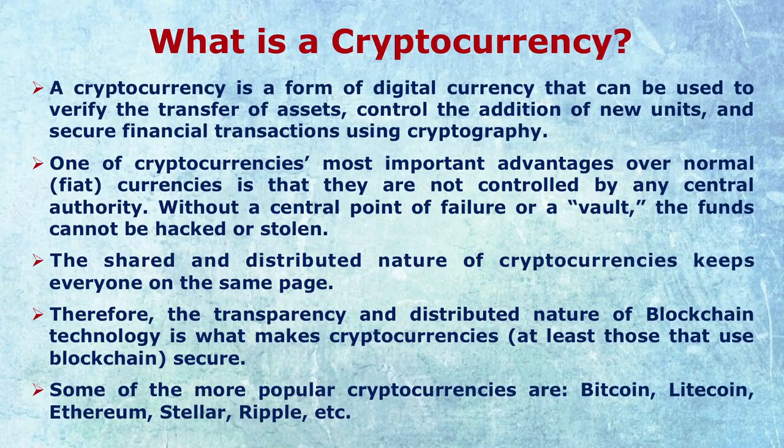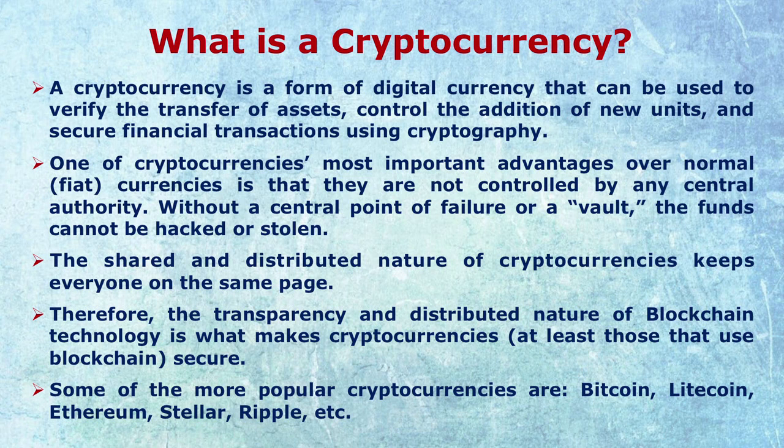A cryptocurrency is a form of digital currency that can be used to verify the transfer of assets, control the addition of new units and secure financial transactions using cryptography. One of the cryptocurrencies' most important advantages over normal currencies is that they are not controlled by any central authority. Without a central point of failure or a vault, the funds cannot be hacked or stolen.